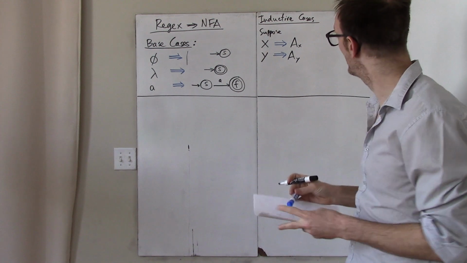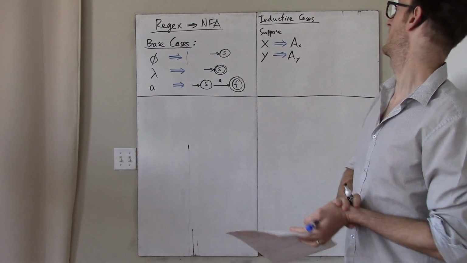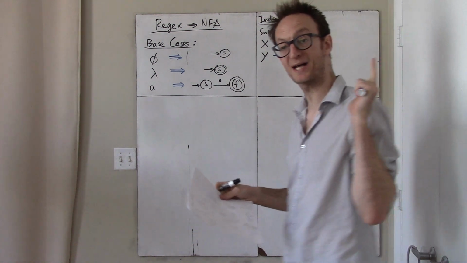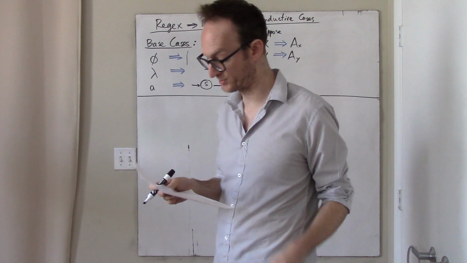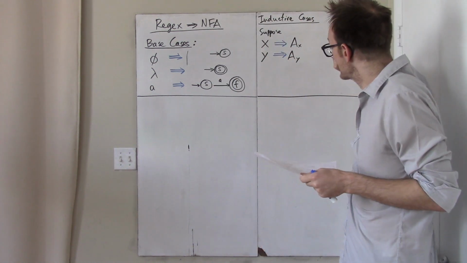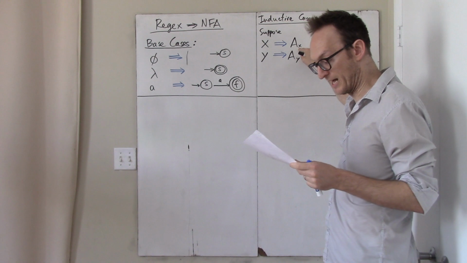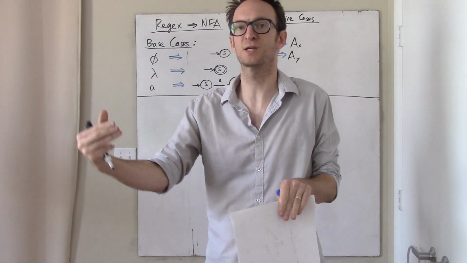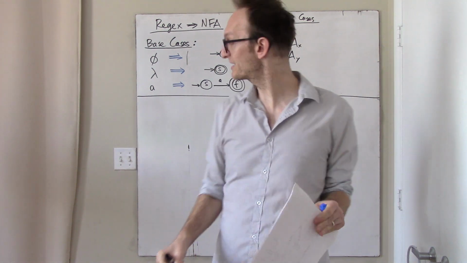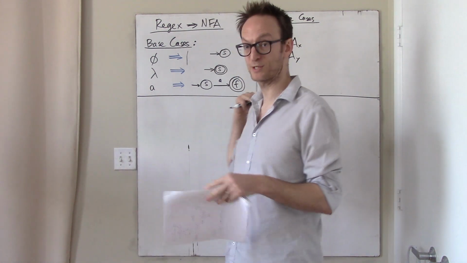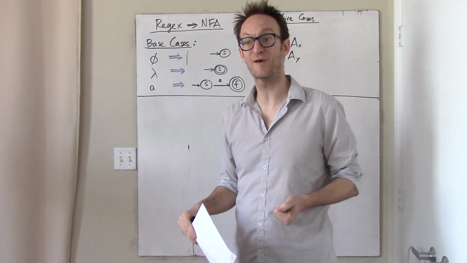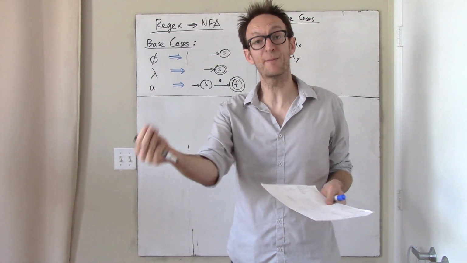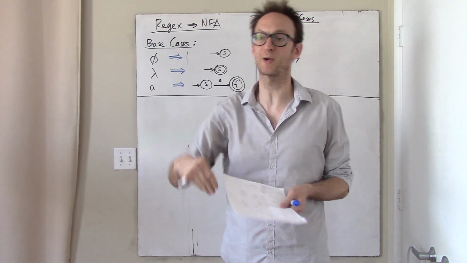Okay, and what I'm now going to explain is how to create the xy machine, the x or y machine, and the x star machine. So first, what does a generic machine look like? Well, the recursive presentation of this algorithm is effective because every regular expression is itself defined recursively from a set of base cases and the three operations which create larger regular expressions out of smaller regular expressions.